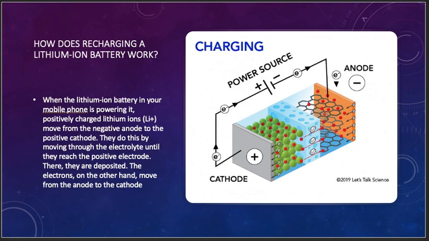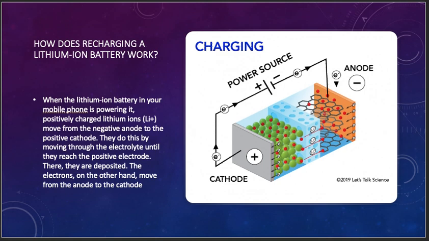When a lithium-ion battery in our phone is powered, positively charged lithium ions move from the negative anode, through the electrolyte to reach the positive electrode, which is the cathode. Those ions are deposited, and the electrons, on the other hand, move from the anode to the cathode. When you charge a lithium-ion battery, the exact opposite process happens.